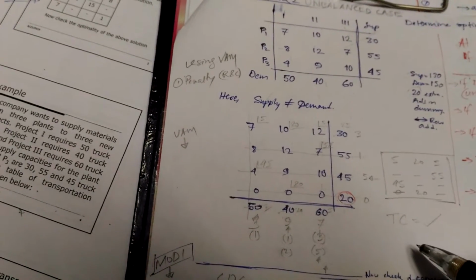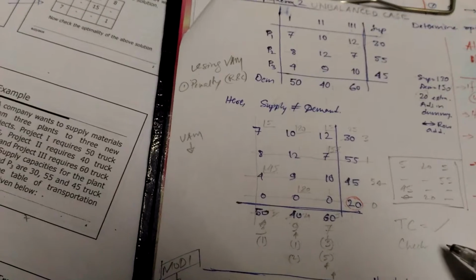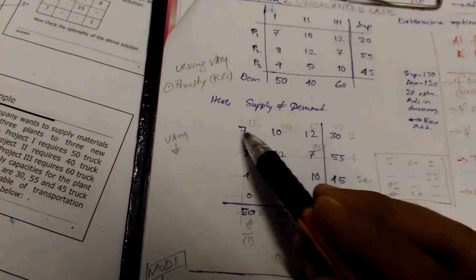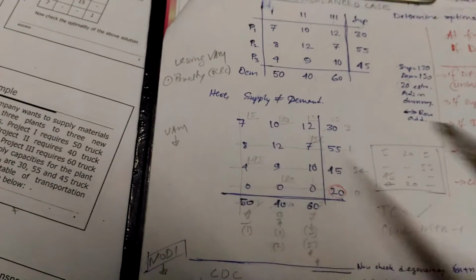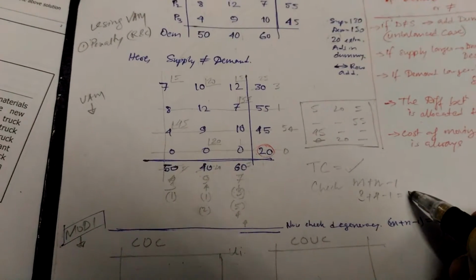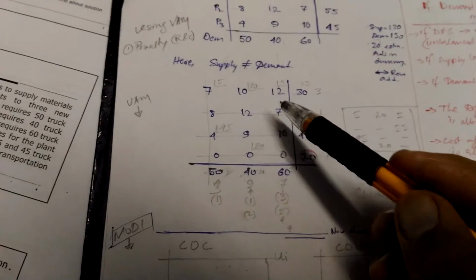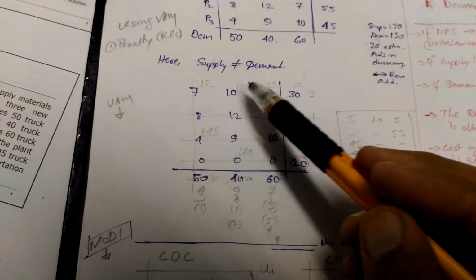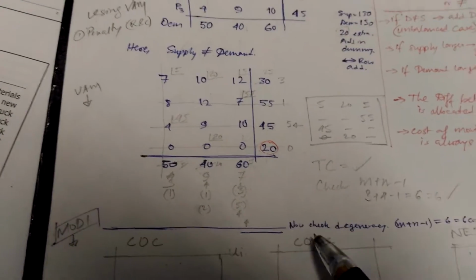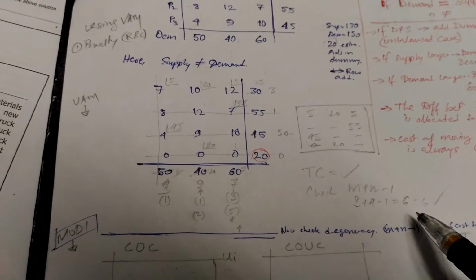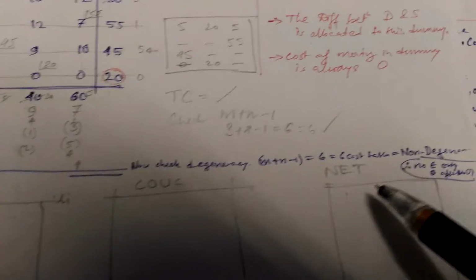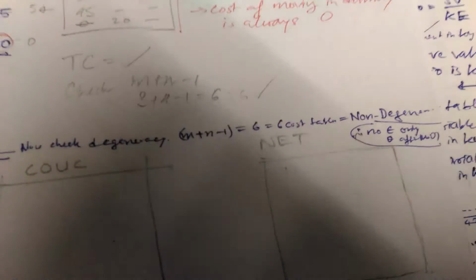Now after total cost, check degeneracy. How to check degeneracy? m plus n minus 1. In this case the number of rows and columns are 3 and 4. So 3 plus 4 minus 1 gives us 6. So how many cells are there with cost allocated? 1, 2, 3, 4, 5, 6. So it equals 6. Since m plus n minus 1 equals 6, equal to the number of allocated cells in the table, this is a non-degenerate problem.